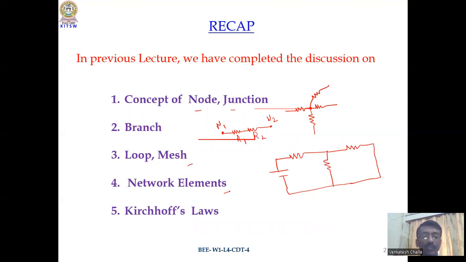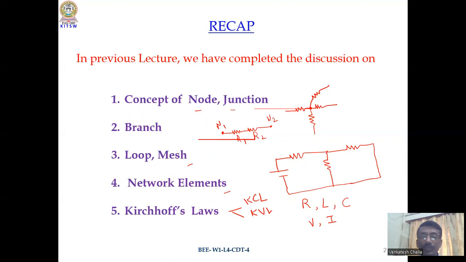Next, network elements, the elements present in the electrical circuit. The passive elements are resistor, inductor, and capacitor. Then the active elements are nothing but voltage source and current source. Then Kirchhoff's laws: we have seen two, Kirchhoff's current law and Kirchhoff's voltage law.